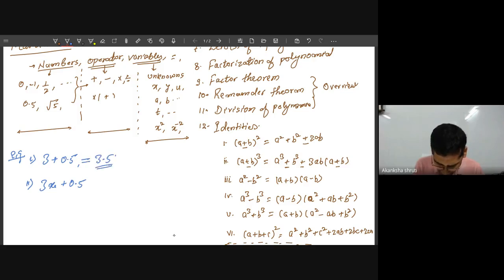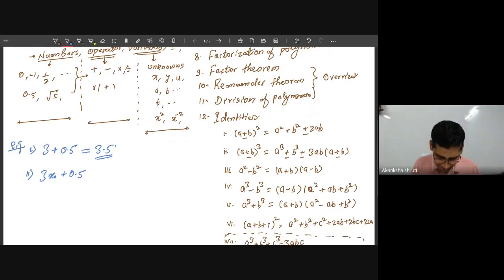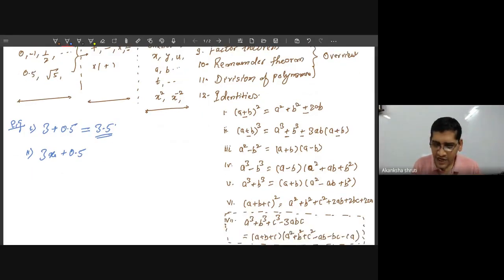But can 3x plus 0.5 be simplified further, students? No. Why? Because 3x is forming a different category, a different class of terms. Which kind of terms are these? Those things we will learn. It is the variable term, and unless there is a like term, we cannot add them. Okay, students?